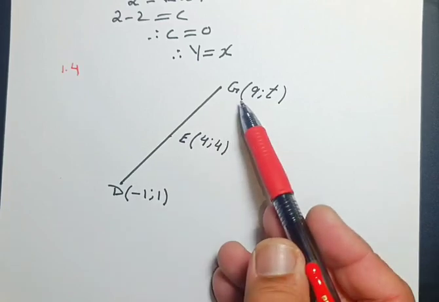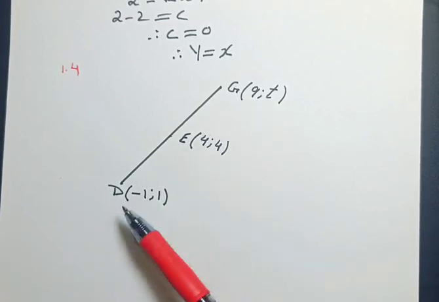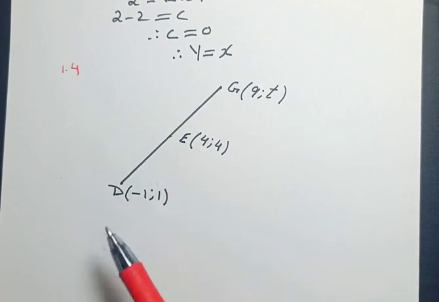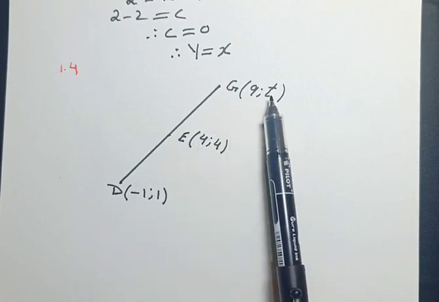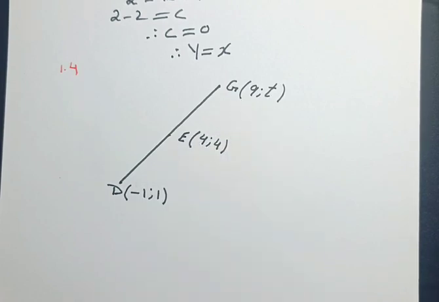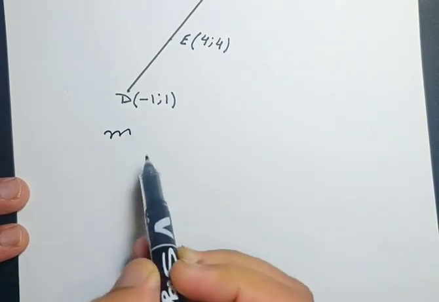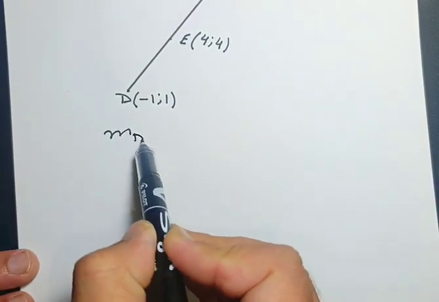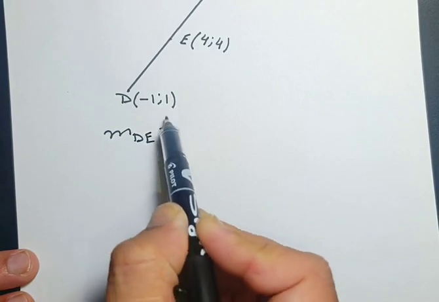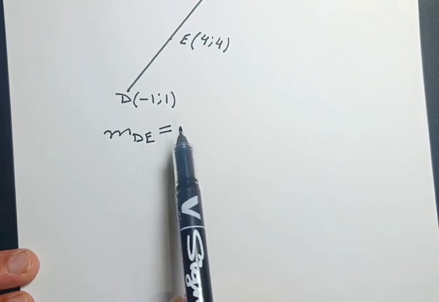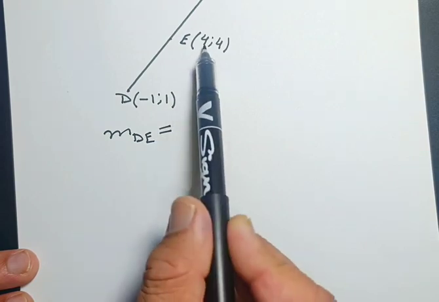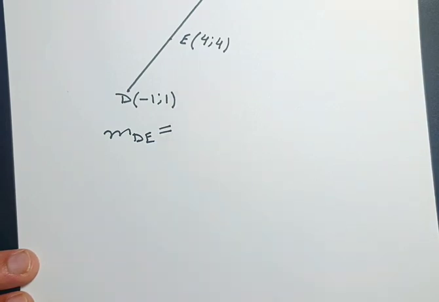D, E, G are not shown in the diagram. These points are on a straight line, so we say the points are collinear when their gradients are equal. I need to find the gradient of ED and the gradient of EG to find the value of t. So I need to find the gradient of DE or ED, same thing. The gradient between these two points is y2 minus y1 over x2 minus x1. Let me write it down.